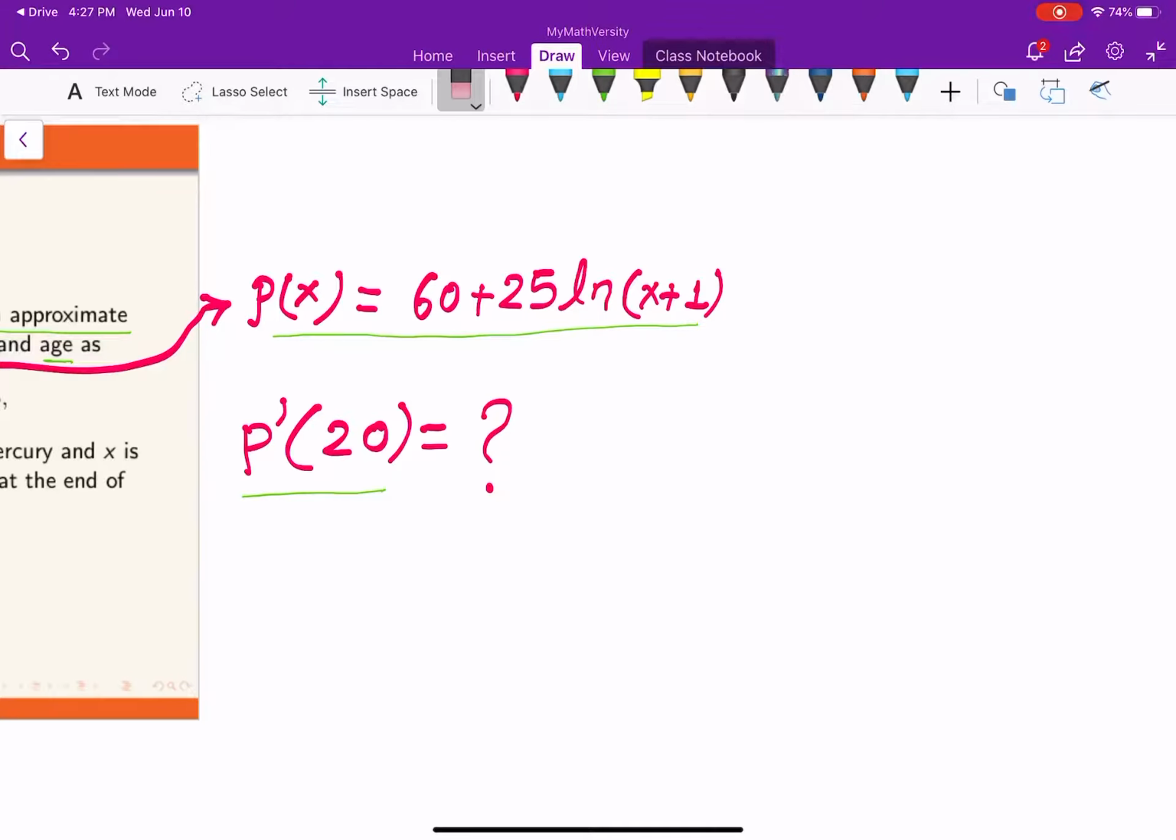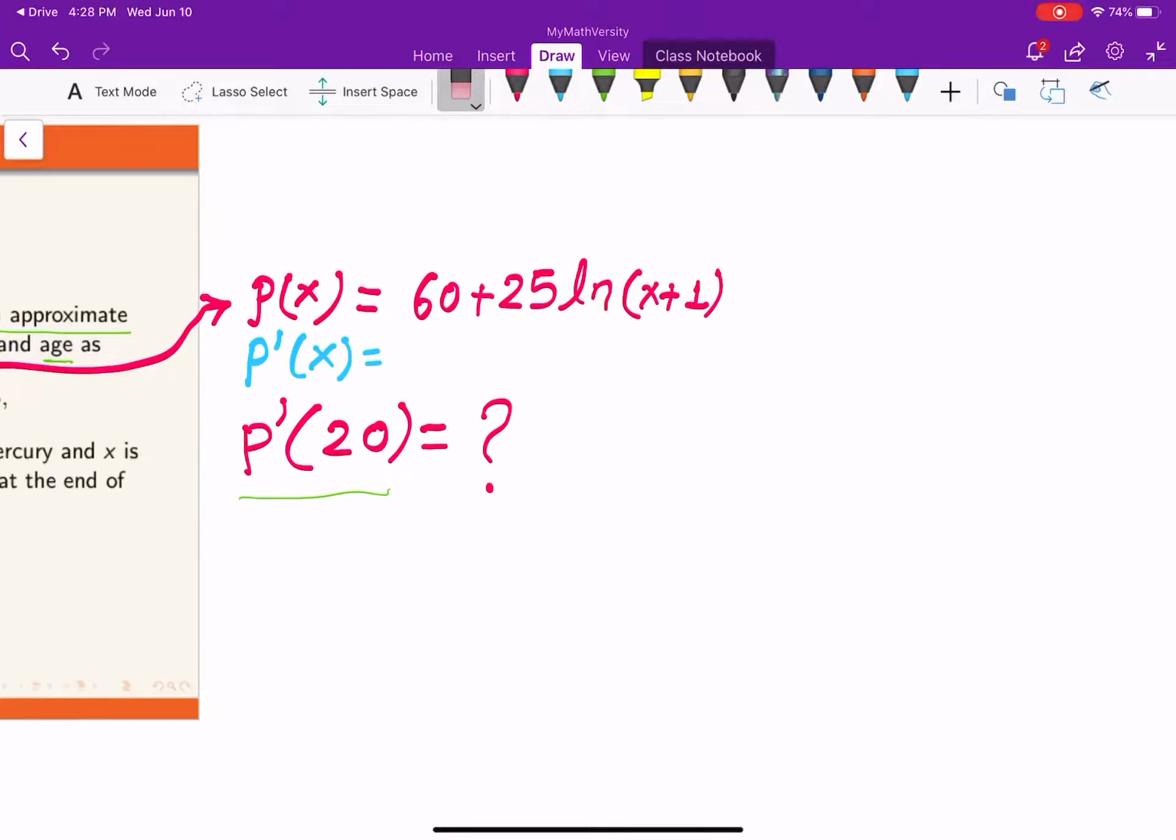So how do we find this? You might have noticed, if we need to find P prime of 20, before this we actually need to find P prime of x. So let's try to find the derivative of this. Do you know how to find it? Alright, I'm going to write down the derivative of P with respect to x. If you want to know more details about how we found the derivative of P of x, please watch the video. There is a video available over here, so please watch that.